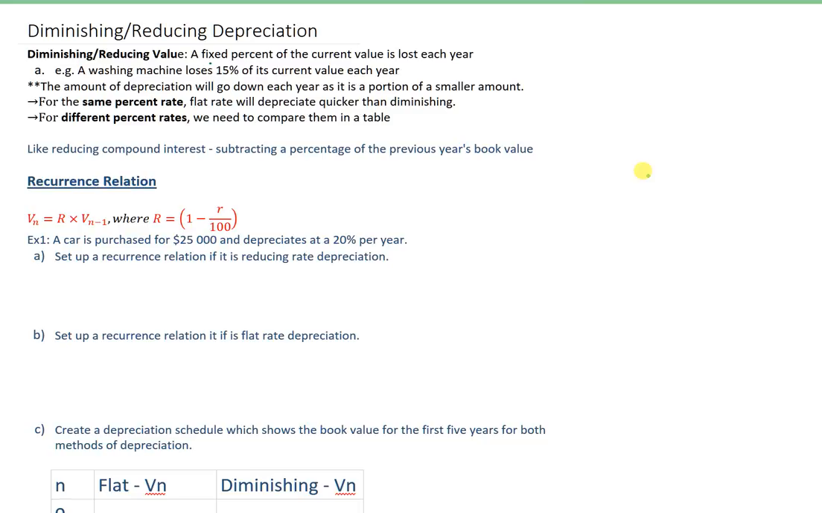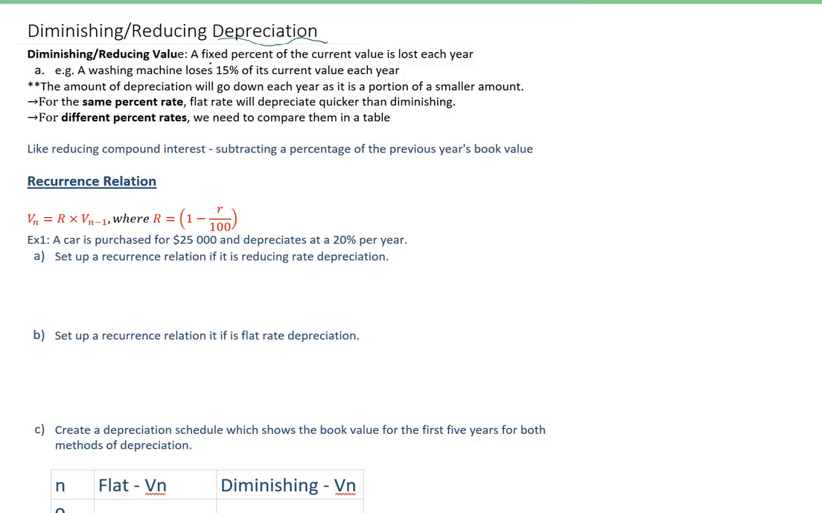Alright, so we've had a look at compound interest and we've had a look at flat rate depreciation, and the combination between those two is what we call diminishing or reducing depreciation. Okay, so the depreciation means that the value of the asset is going to be decreasing over time, and the diminishing and reducing is the way that it depreciates.